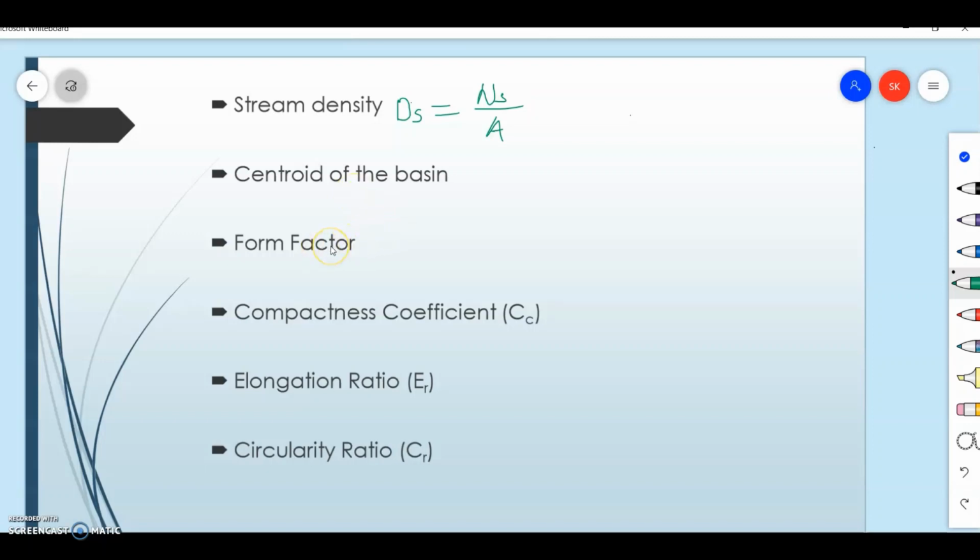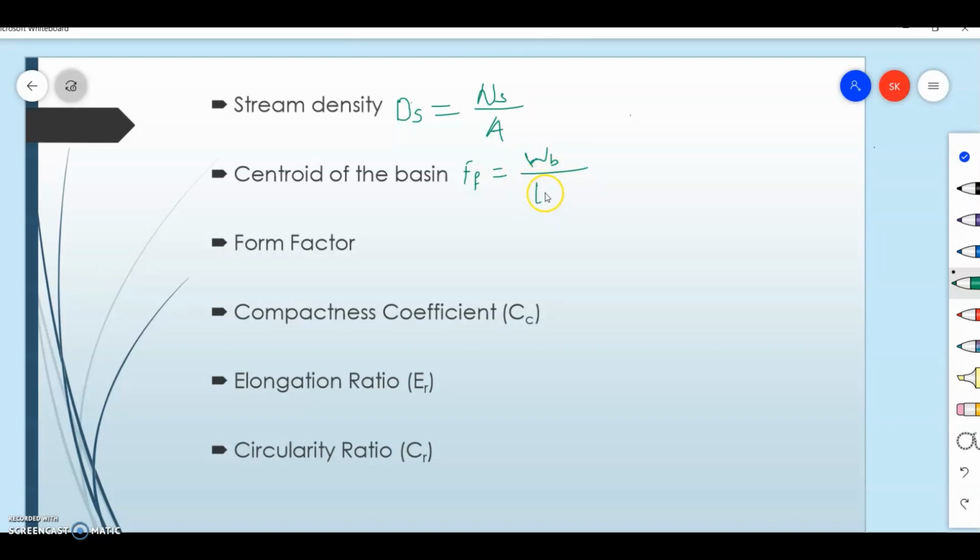The next term is form factor. What is meant by form factor? Basically, Horton is the scientist who defined form factor. We can denote it by FF. Form factor is defined as the ratio of the average width of the basin, which we can denote by WB, divided by the length measured between the stream outlet and the most remote point on the basin. So WB divided by LB.